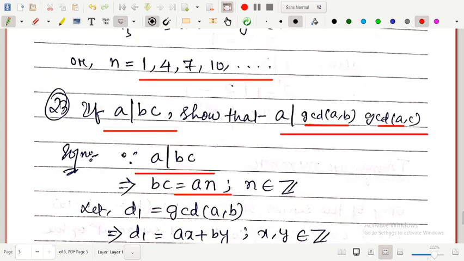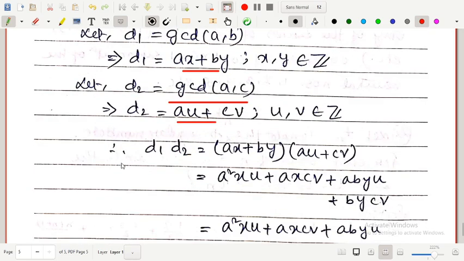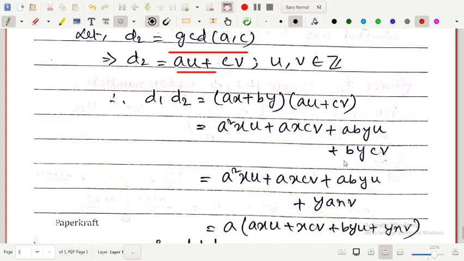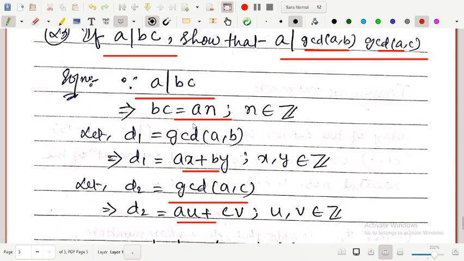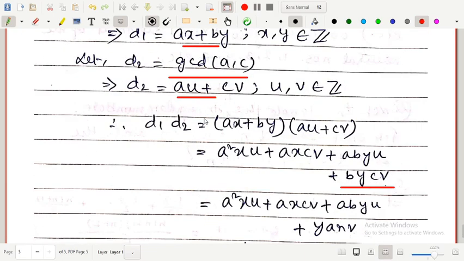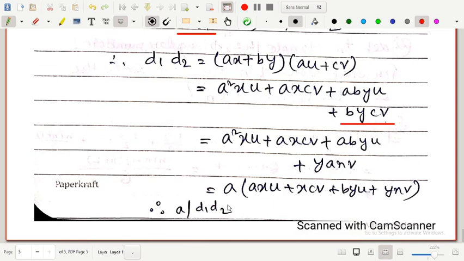Now what do we need to show? We need to show that A divides D1 into D2. So let us find the value of D1 into D2. I am multiplying, D1 into D2 equal to, put the value of D1, AX plus BY, and put the value of D2, AU plus CV. Simplify it, and after simplifying, in one line you will get B into C, and in place of BC you write AN. After that take A common. So what we are getting, D1 into D2 equal to A into something. So A divides D1 into D2. Okay, so this is our proof.